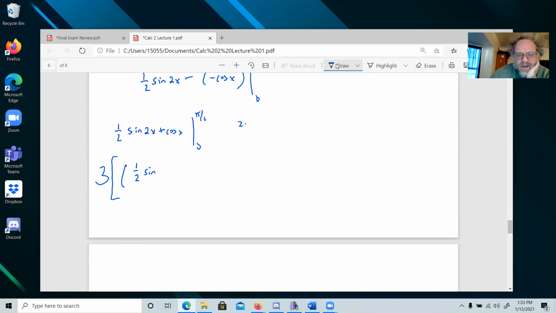What is 2 times pi over 6? Isn't that pi over 3? So it's 1/2 times sine pi over 3 plus cosine pi over 6, right? This had different arguments, remember. Minus, right? And then we're going to have 1/2 sine of 2 times 0, sine of 0, plus cosine 0, right? And that's my first region here. We're going to do the same thing with the second region and do that arithmetic.